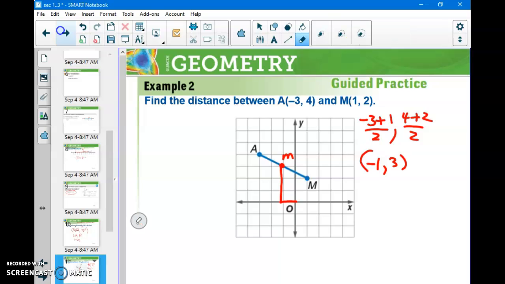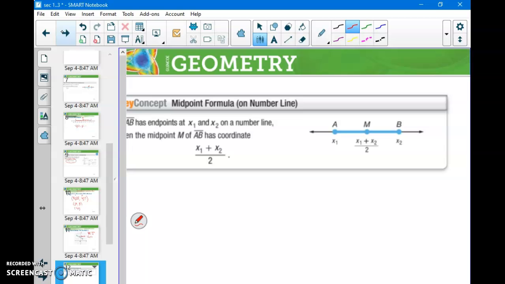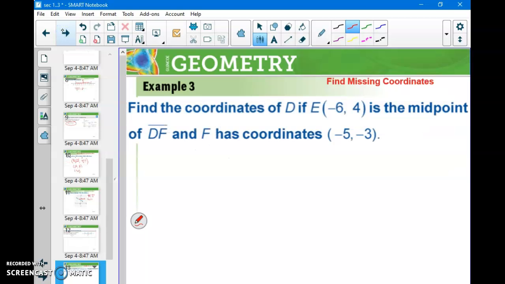Can't really label it M. They picked an end point to be M, but we're going to call that the midpoint. There we go. So that's the same formula I gave you before.